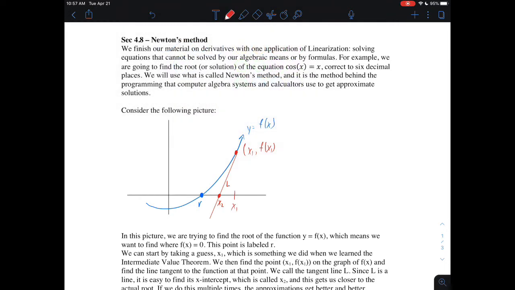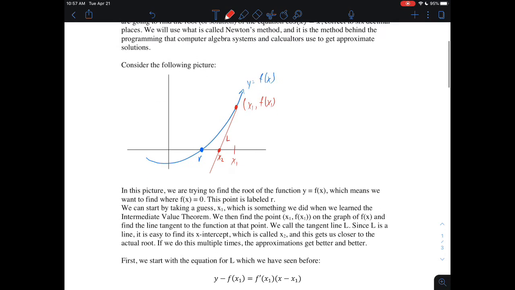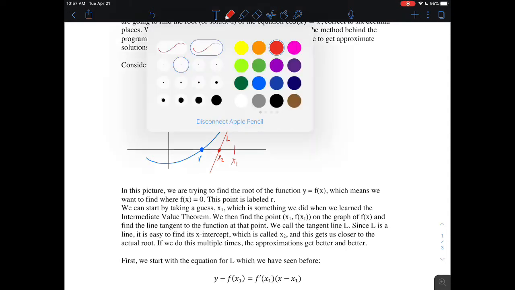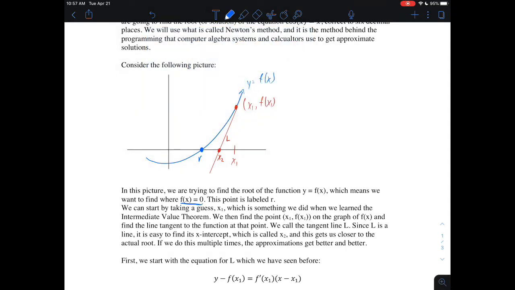As a little example, let's look at the following picture I have here. We've got a function y equal f of x. It's in blue. It is crossing the x-axis at the point r, and we're trying to figure out what is that point. So we're trying to find the root of the function, which means where it crosses the x-axis, which also means where the function f of x is equal to 0.